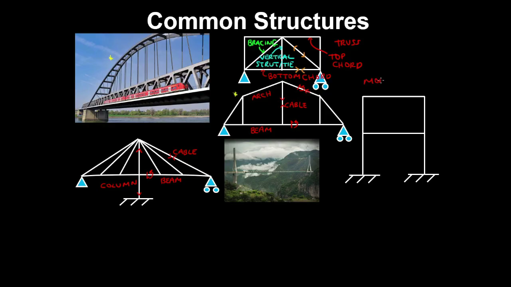Now moment frames consist of beams and columns that are rigidly connected together. So before and after deformation, these remain at right angles at these nodes. And the beams transfer loads by bending, and the columns, which are generally beam columns because they transfer lateral loads via bending and axial loads via compression or tension.